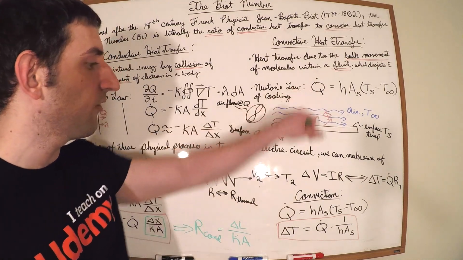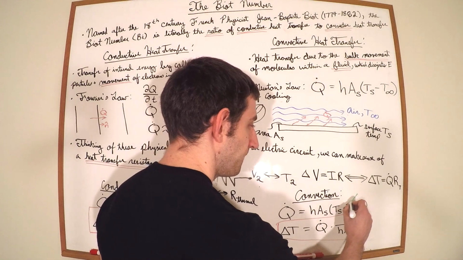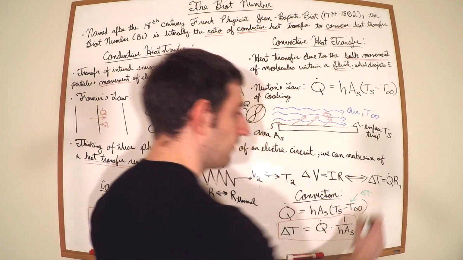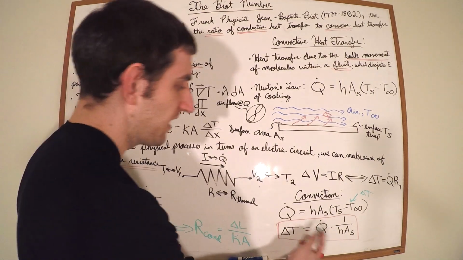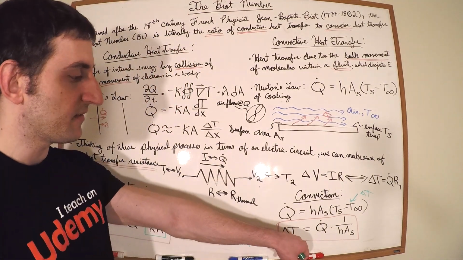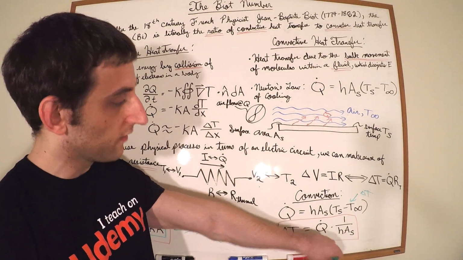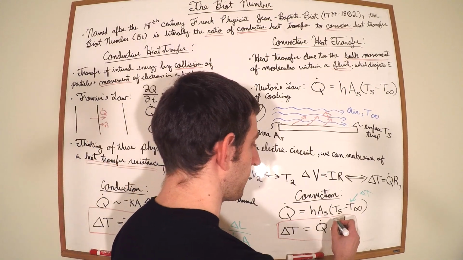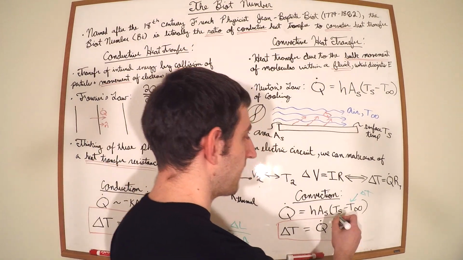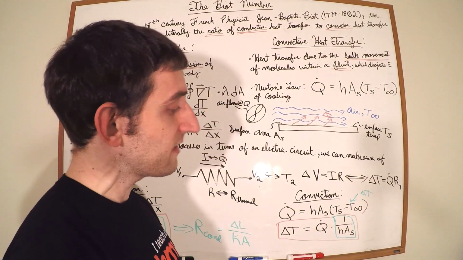If we take Newton's law of cooling, hA(Ts minus T infinity), where this is sort of like delta T, and we divide by 1 over hA, we can say delta T, the change of the potential or the change of temperature, is equal to Q dot, or the current, times this resistance here. This is the thermal resistance. So for convection, we can pick it off right here. It's in the same place. It's got to be the resistance.